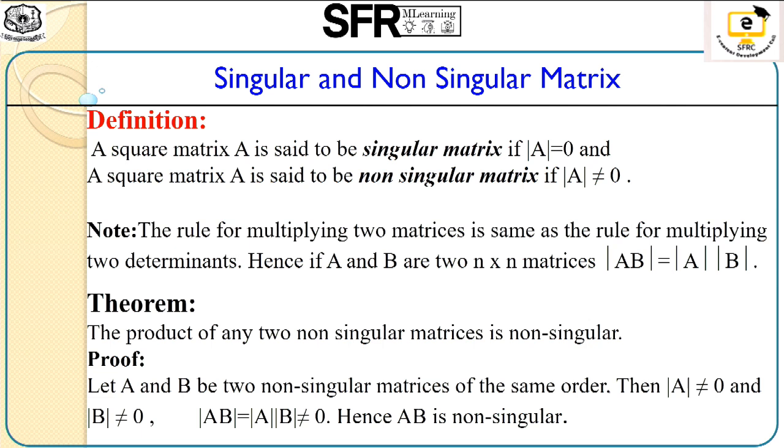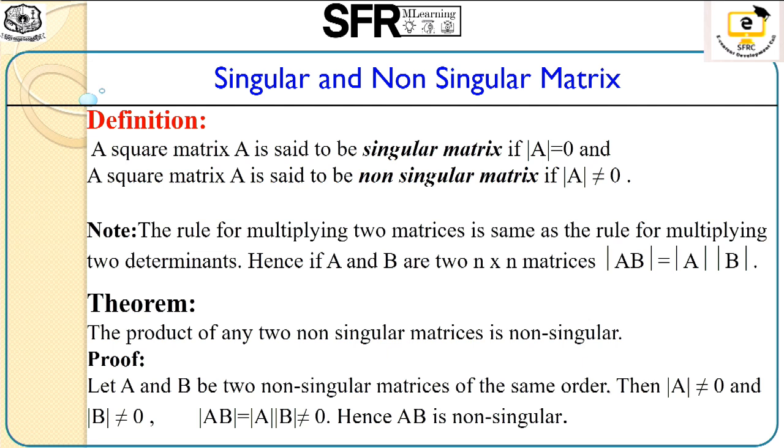The rule for multiplying two matrices is the same as the rule for multiplying two determinants. Hence, if A and B are two n cross n matrices, I am taking square matrices. The determinant of the product of the two matrices is again determinant of A into determinant of B.